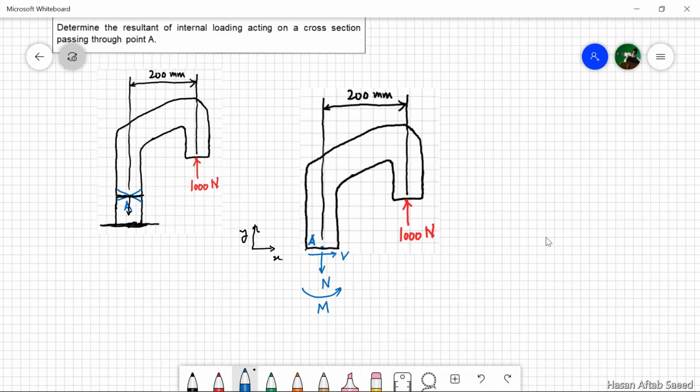2D case, so there is a normal force, a shear force, and a moment. We have three equations. Summation of force in the x direction is 0. This means that there is no applied force in the x direction. Second equation, Fy is equal to 0. This gives us plus 1000 minus N is equal to 0, which means that N is equal to 1000 newtons.